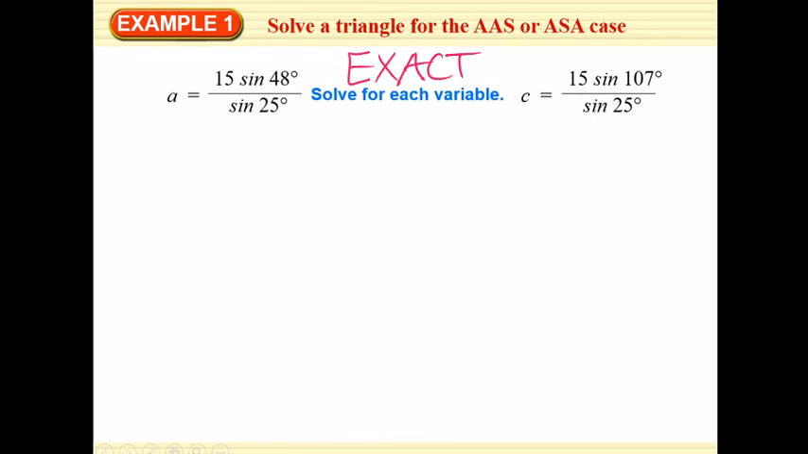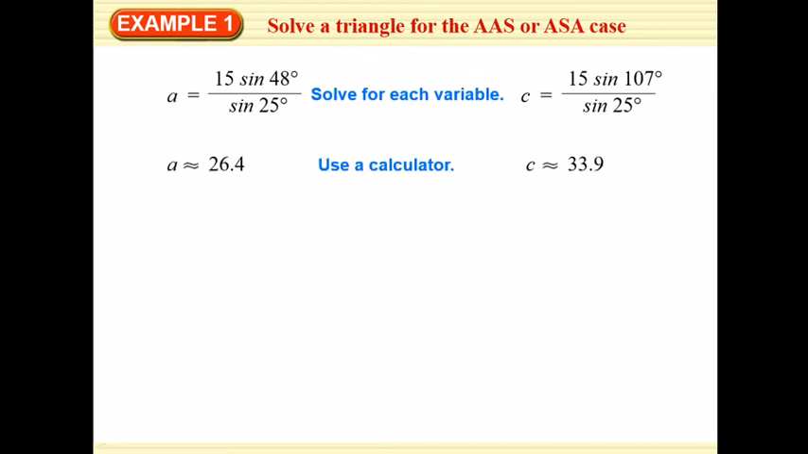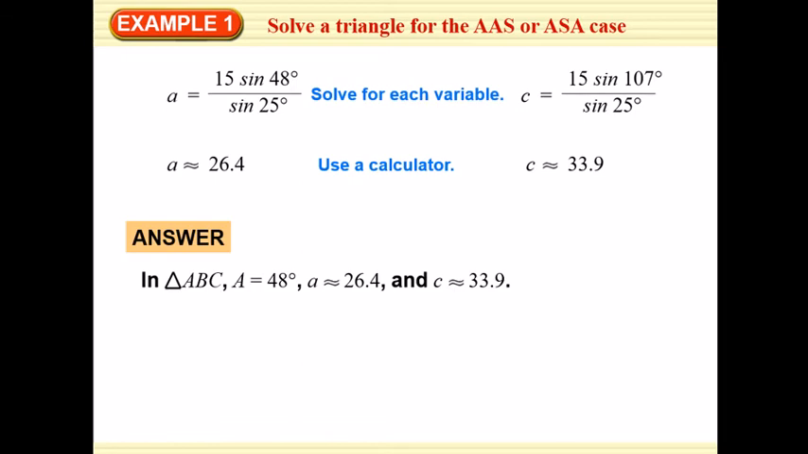And then as soon as you type this into a calculator, it's going to give you a nice rounded answer. You can round to 1 or 2 decimal places, whatever your directions tell you. The conventional is probably 1 decimal place. I normally like 2 because I like to go to the hundredths. And when they ask us to solve the triangle, you're finding the missing pieces. So I found the missing angle and the 2 missing sides.